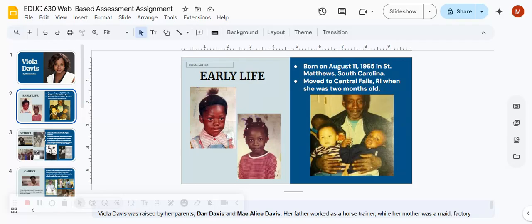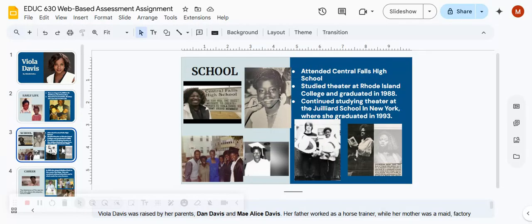You can add your speaker notes to the bottom of the slide to help guide you as you present the information. The notes section should contain all the details, not on the actual slide. I created another slide for Viola Davis's early life, just so there weren't too many words on one slide.